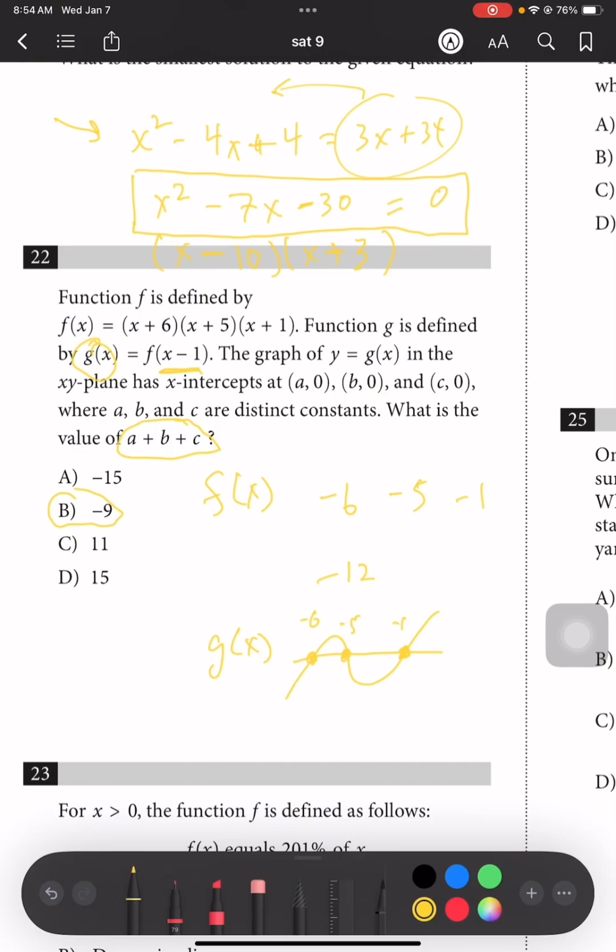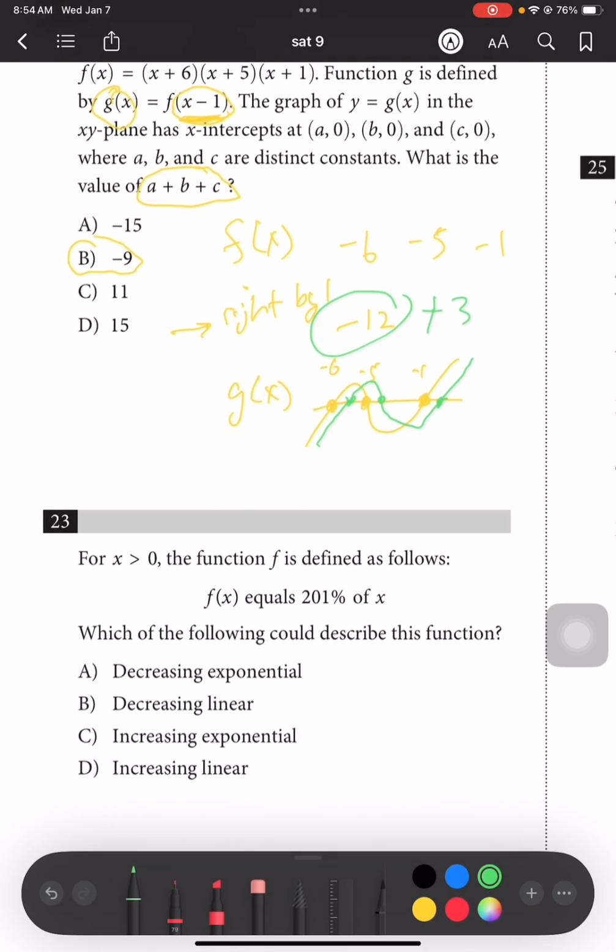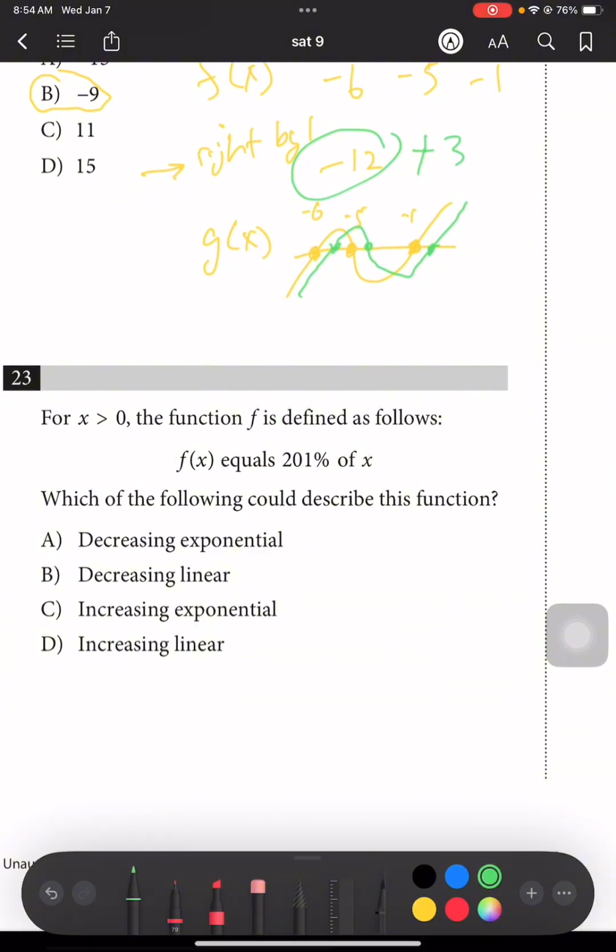And now, when you do the transformation where you moved everything horizontally to the right by 1, basically the whole line shifts like this. So everything gets moved, all the zeros get moved over by 1. And you have 3 solutions. So you add 3 to the negative 12, you get negative 9. All right, 23. Or you can just graph it on Desmos or use a graphing calculator.